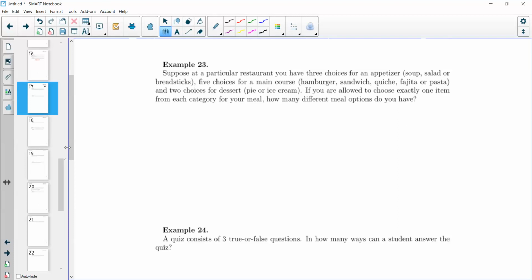So now we're back to our restaurant again. We have 3 choices for an appetizer. We have 5 choices for a main course. And we have 2 choices for a dessert. How many meals do we have? That's the easy one. Any questions on that? So essentially, it can be extended to more than two lists. You could have 10 lists. You get some pretty large numbers, but it could be.